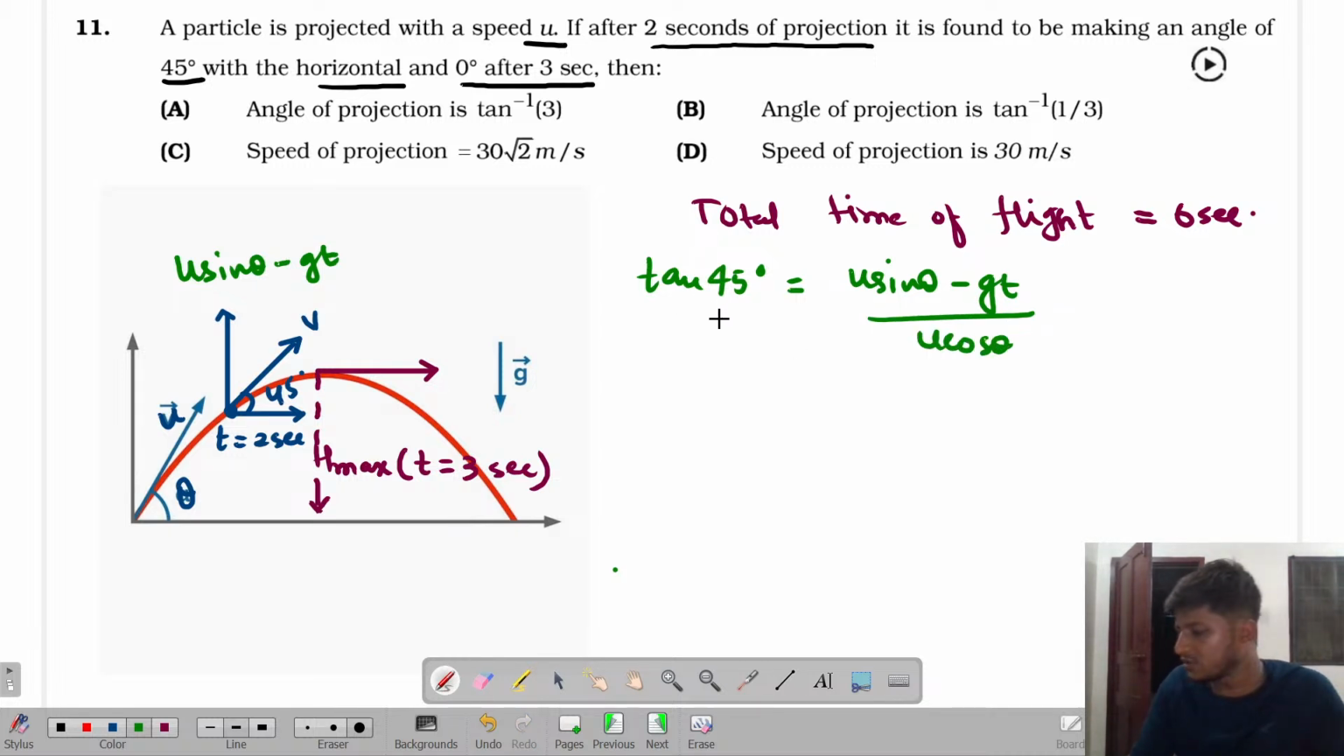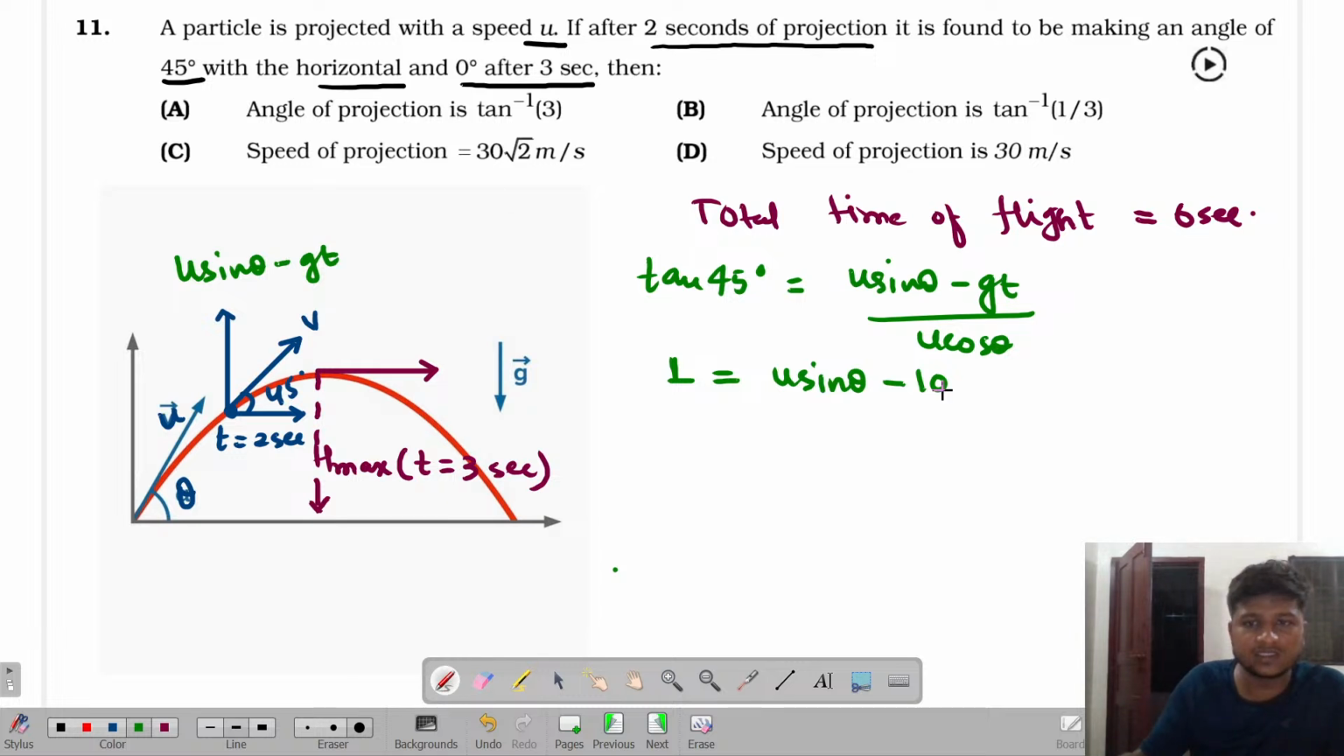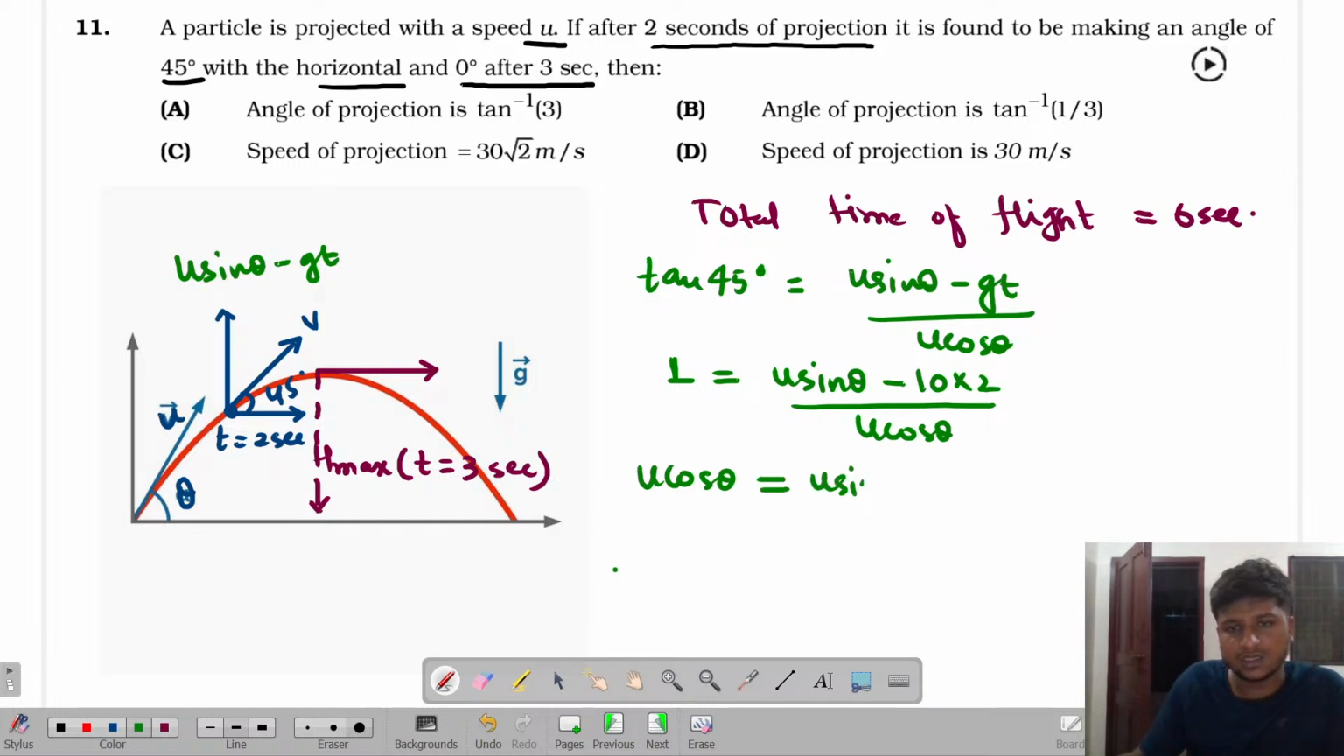Now tan 45 is how much? 1. U sine theta minus g, which is 10, and time at t second, this angle is 45 degree or not. So 10 into 2 divided by u cos theta. So basically you got your relation: u cos theta is equal to u sin theta minus 20. Are you able to get me or not? Is this clear, guys?